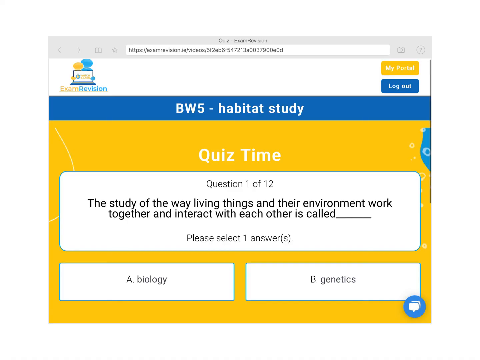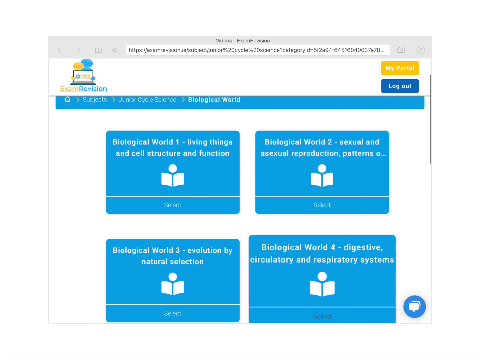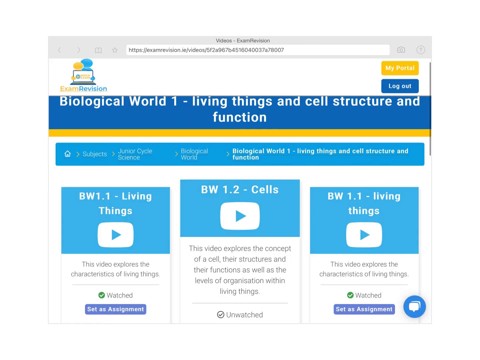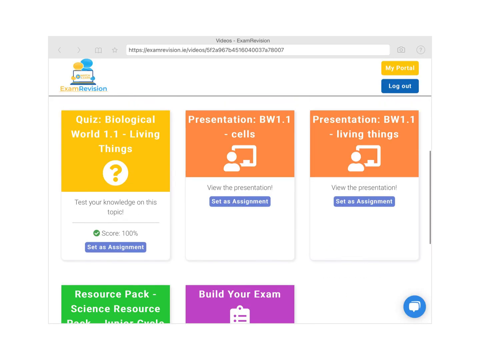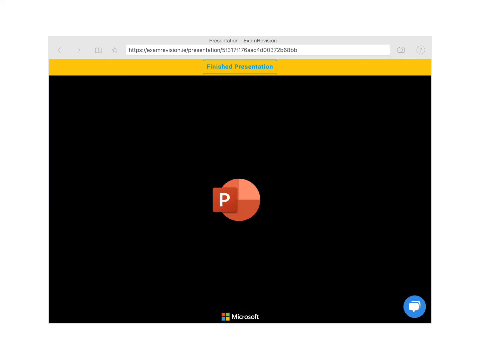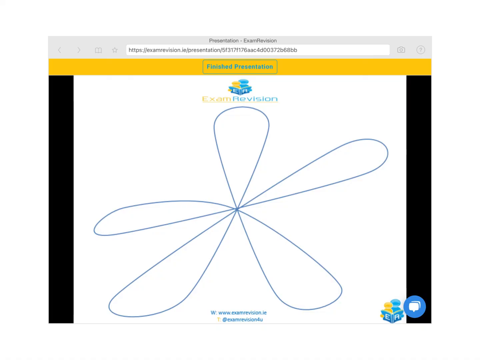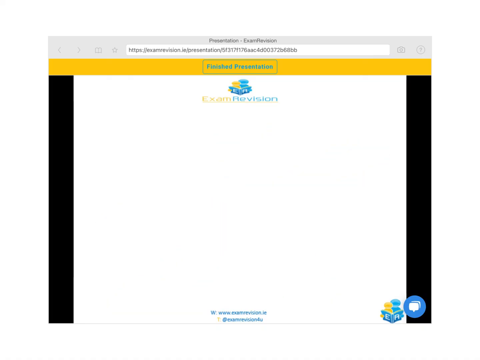Now, if we scroll down a little bit further, we can press into Biological World 1. We do have PowerPoint presentations there as well on all of the topics within Junior Cycle Science, so it'll take a minute or two to load up, but we'll see then a PowerPoint presentation will appear, and you can flick through that as well and pick up even more notes.